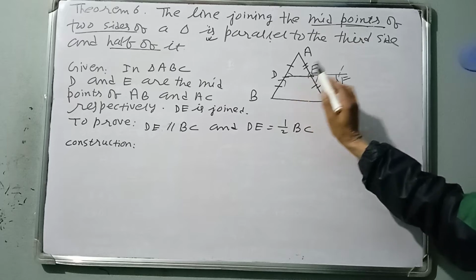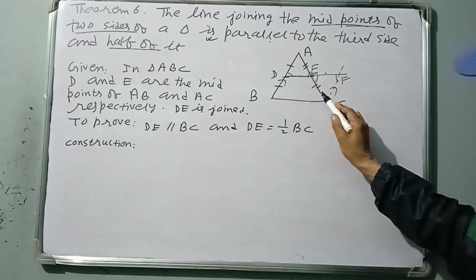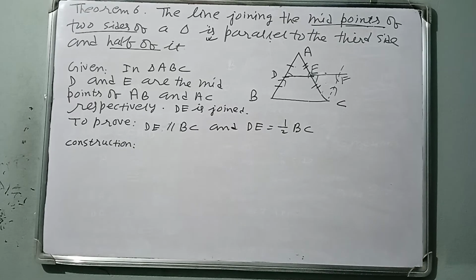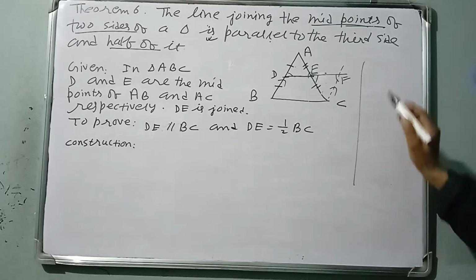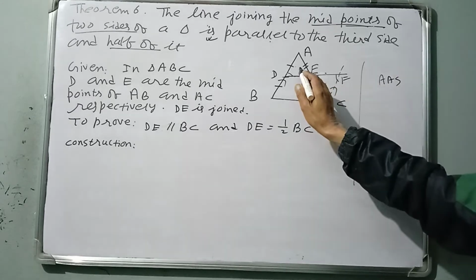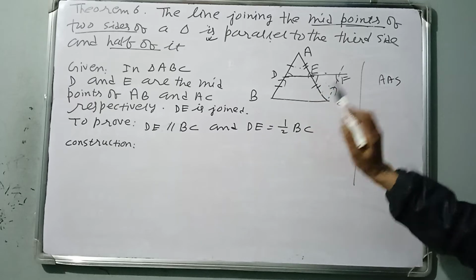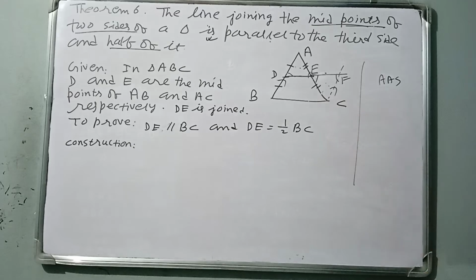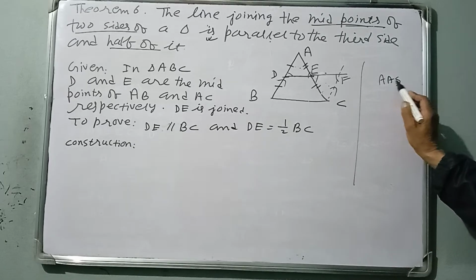From side, angle, these two triangles are congruent. First, what should be done? Two triangles are from angle, side. Show this congruent. So triangles ADE and CEF are congruent from AAS.